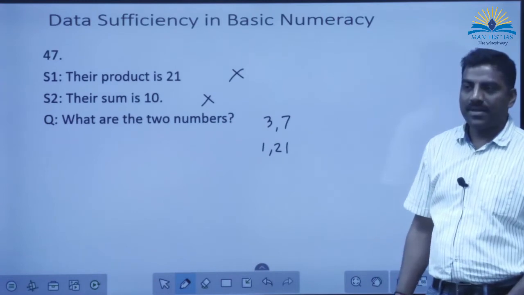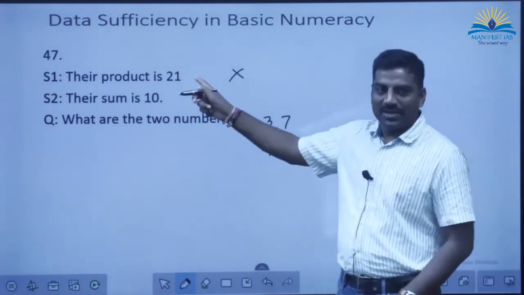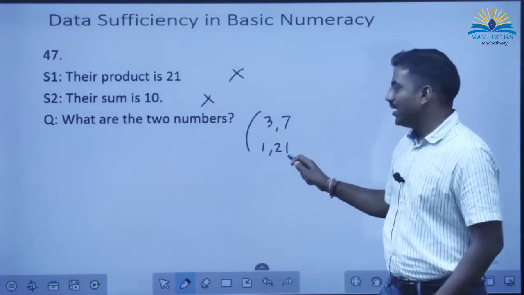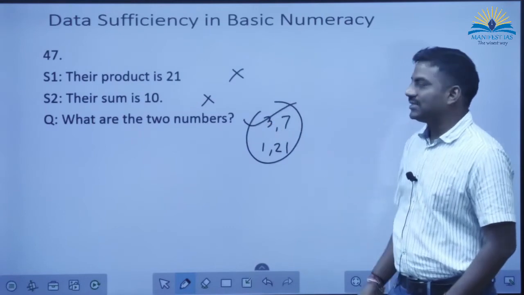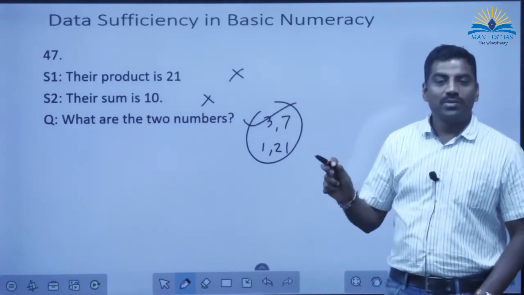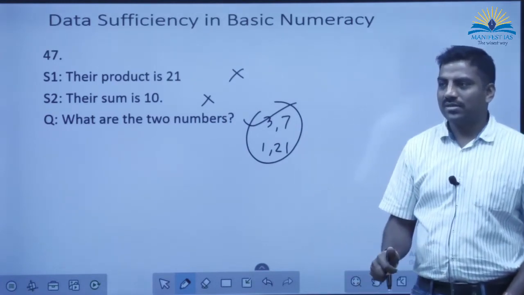Then combine both the statements. Their product is 21. Sum is 10. Two options are there. In that we are selecting this. What are the two numbers? 3 and 7. So we can answer this question with both the statements. With both the statements. Done?